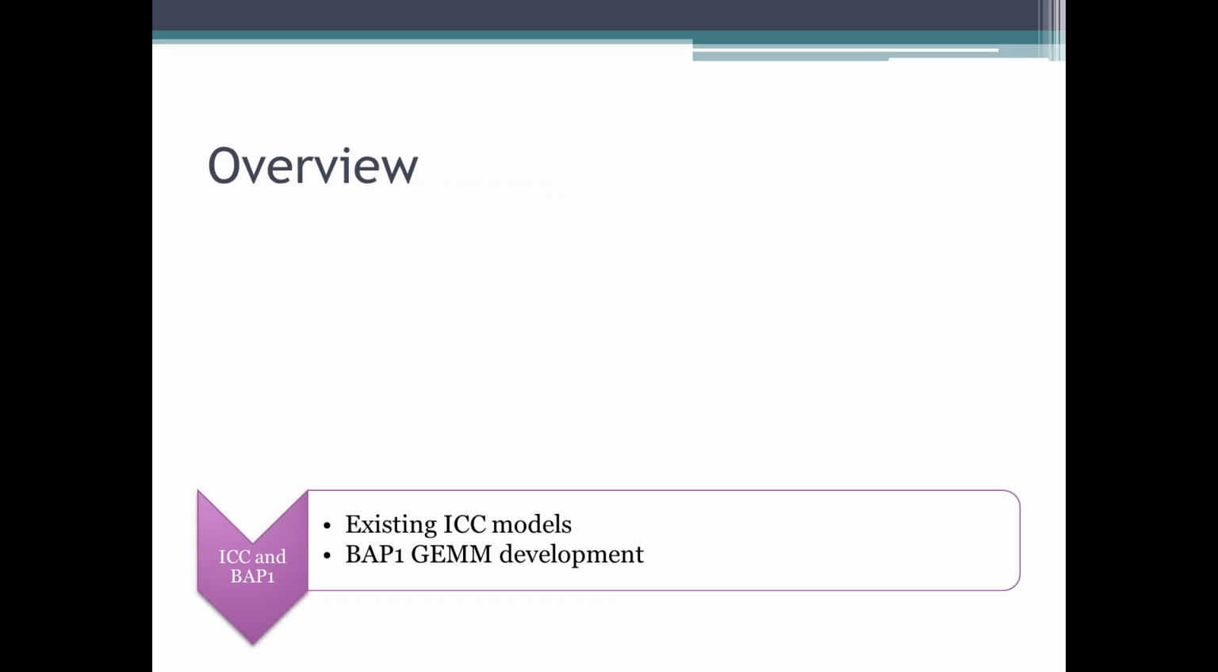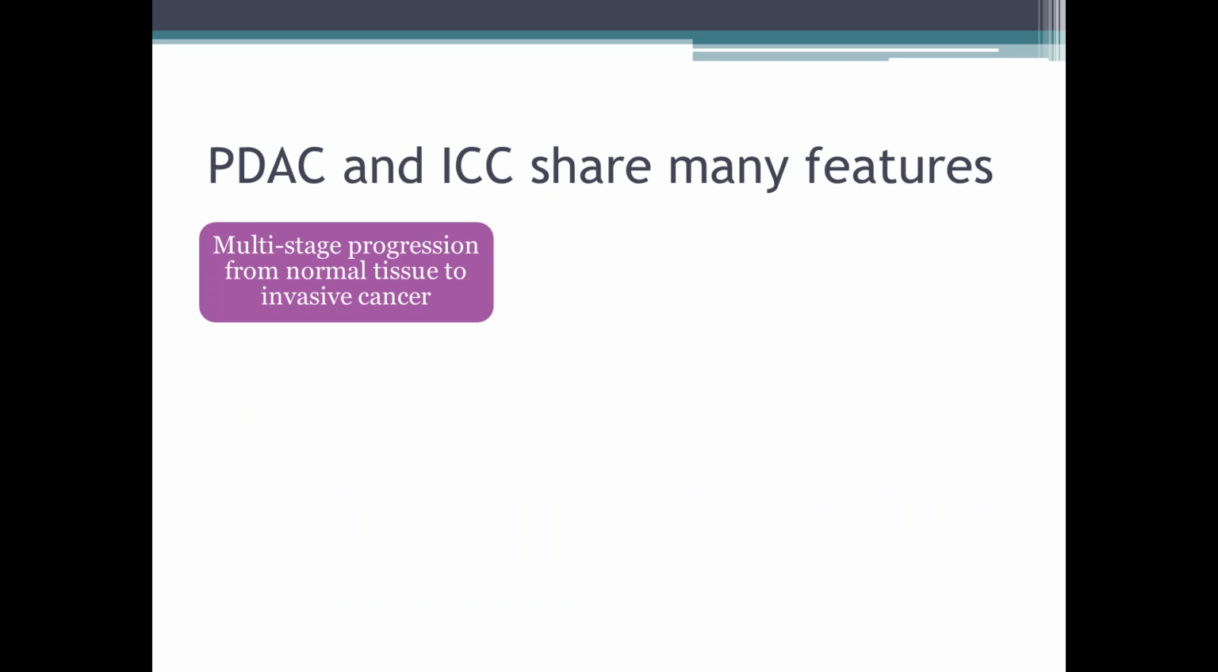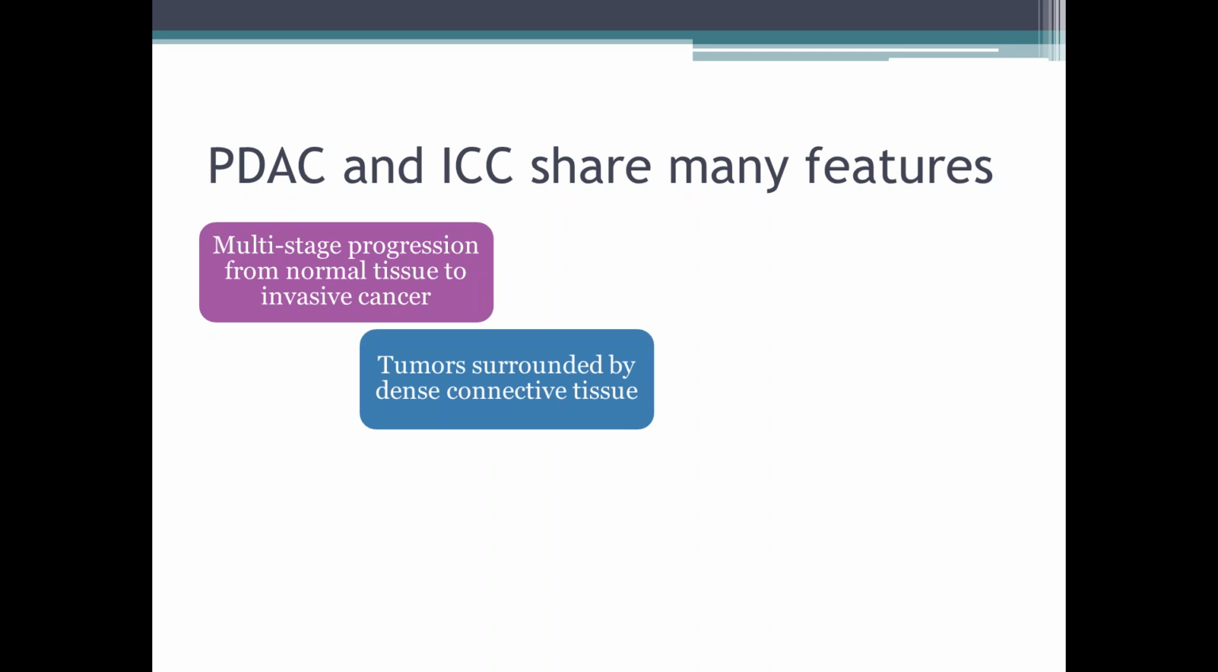And so finally, we're going to talk about intrahepatic cholangiocarcinoma, BAP1, and GEM. The reason I talked about the KPC mouse is because pancreas cancer and intrahepatic cholangiocarcinoma do share many key features. For example, there is a multi-stage progression from normal tissue to invasive cancer. In pancreas, it's normal pancreas, and in cholangio, it's the normal bile duct that then develops into a cancer. Both types of cancers tend to have a very dense connective tissue surrounding them, the tumor microenvironment that I referred to earlier, that it interacts with.